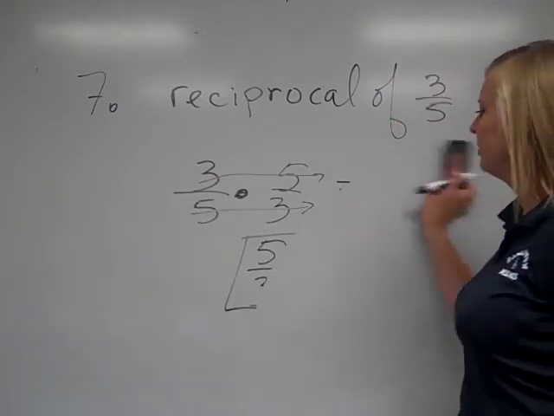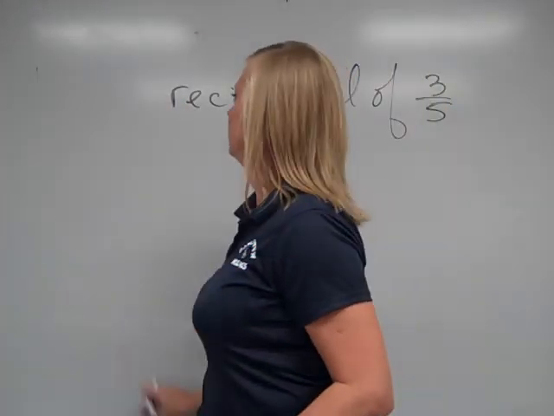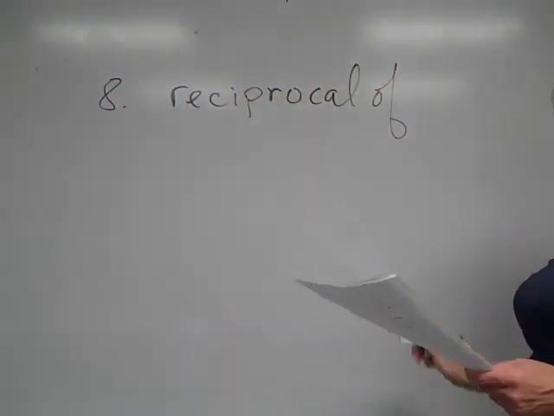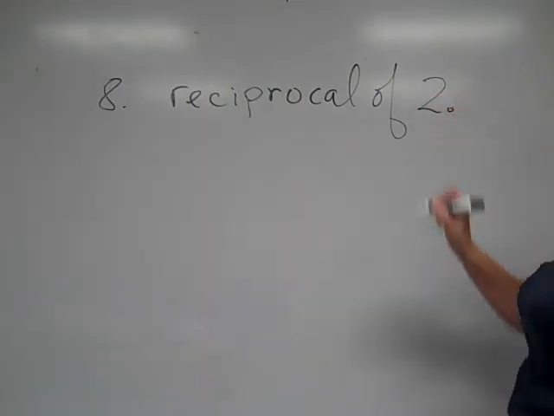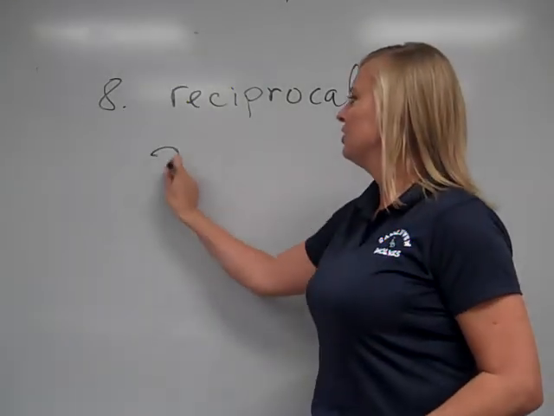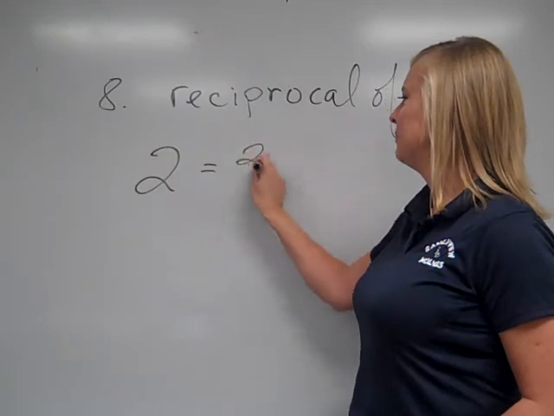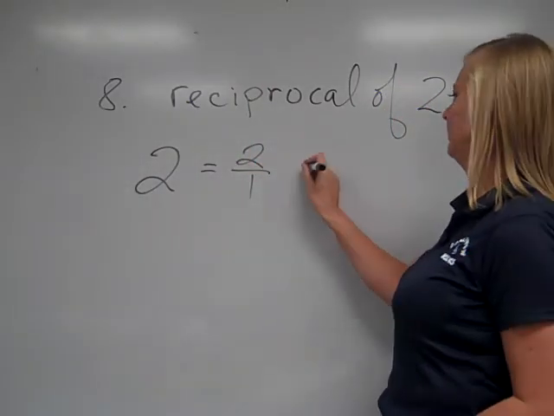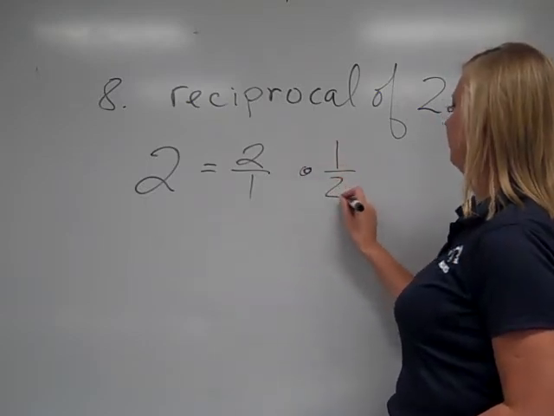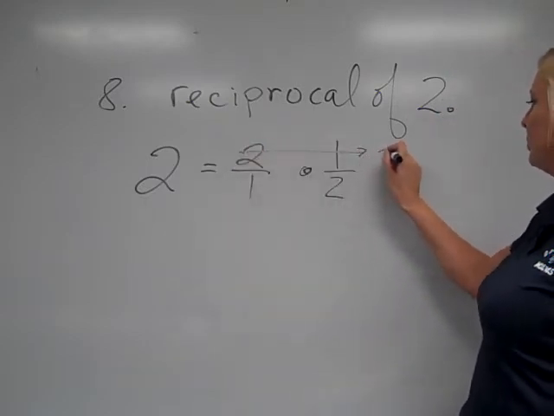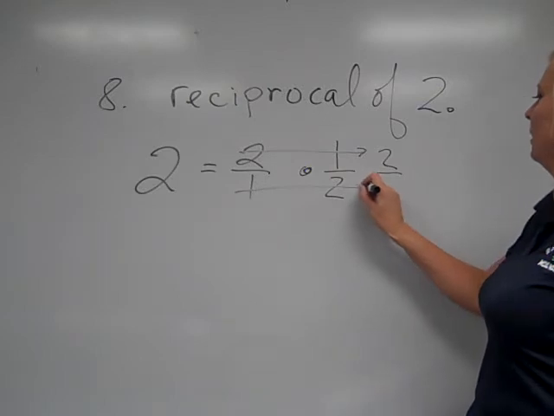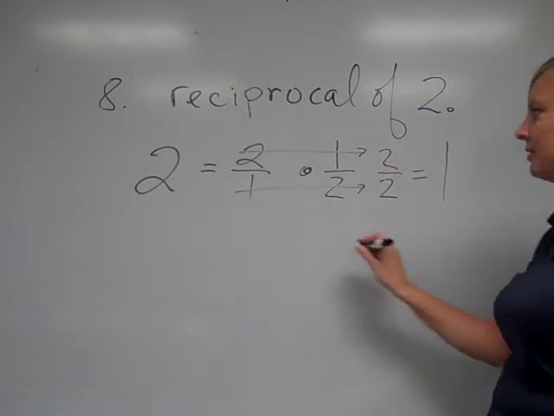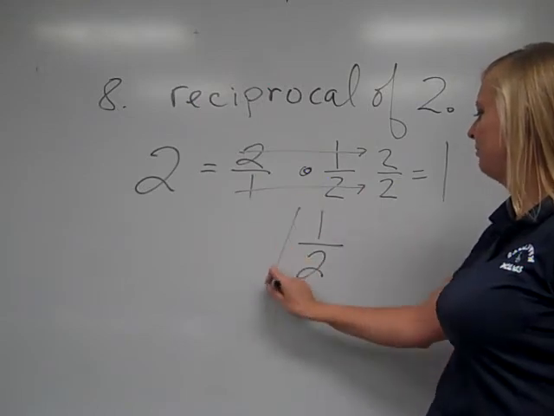Let's try number 8. What is the reciprocal of 2? Well, remember that 2 whole as a fraction is the same as 2 over 1. Now we're ready to flip it. 1/2. Is 2 times 1 divided by 2 times 2 the same as 1? Yes, it is. So our reciprocal is 1/2.